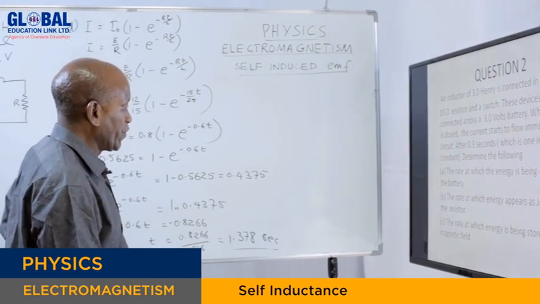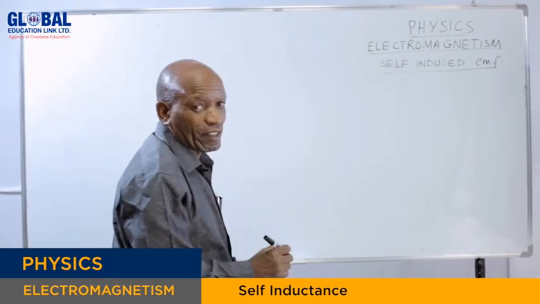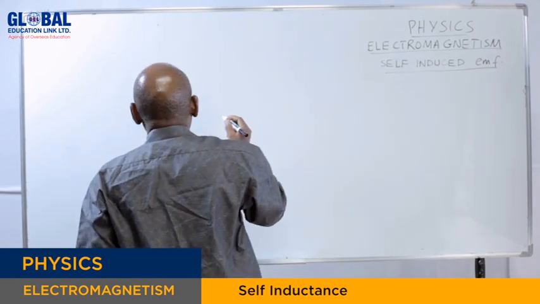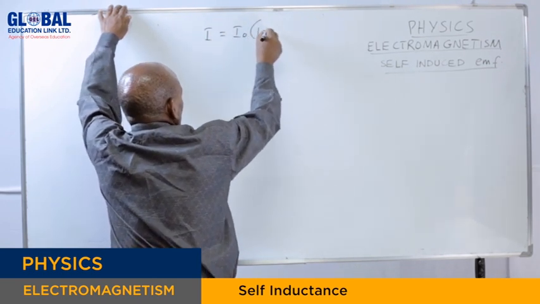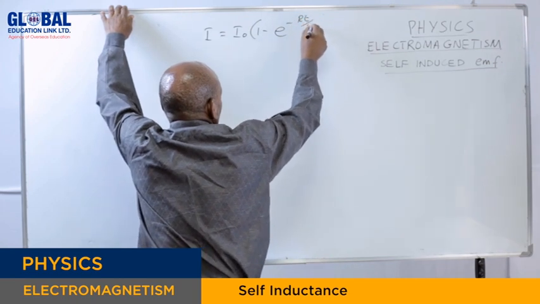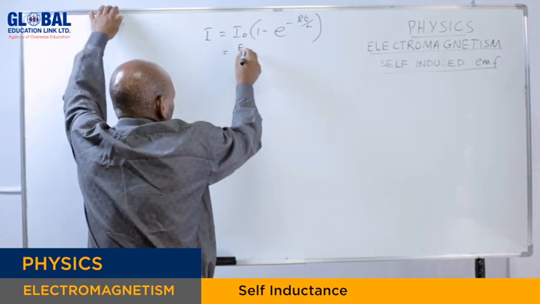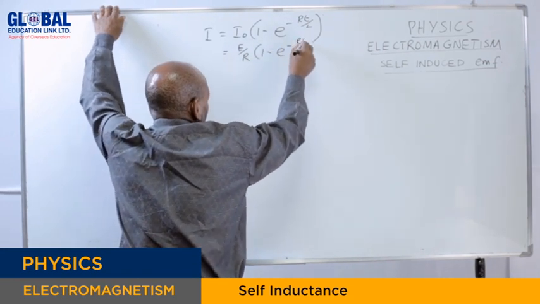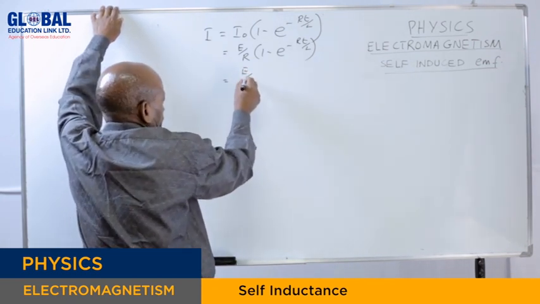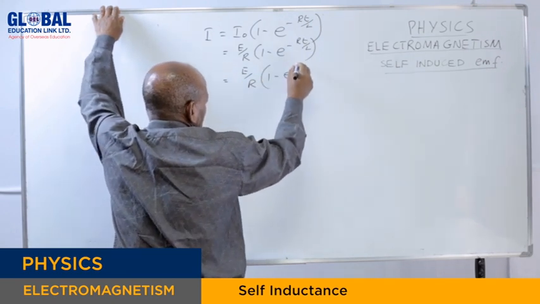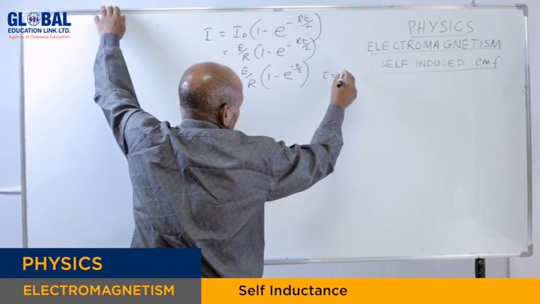Follow me. With this question, we are using the same expression for the current: I is equal to I naught into 1 minus e to the power minus RT over L. This is our basic equation, where I naught is just equal to E over R. As we have already said previously, this gives 1 minus e to the power minus T over tau, where tau is the inductive time constant, equal to L over R.